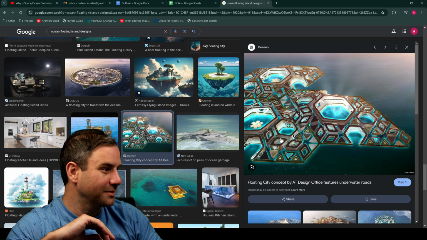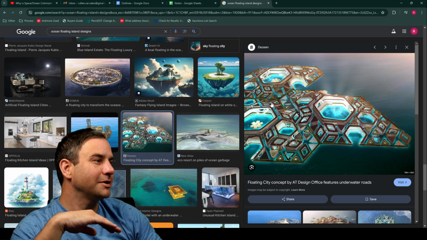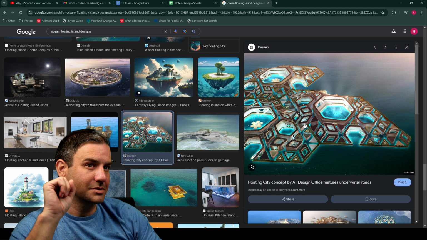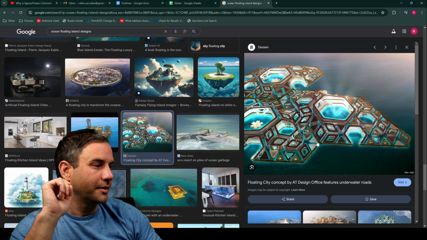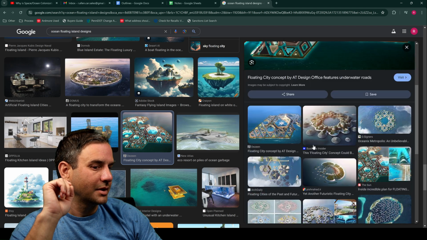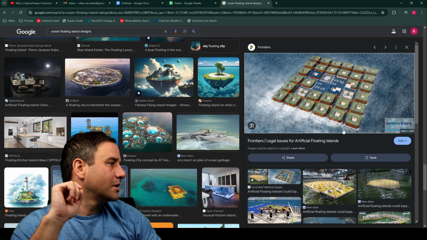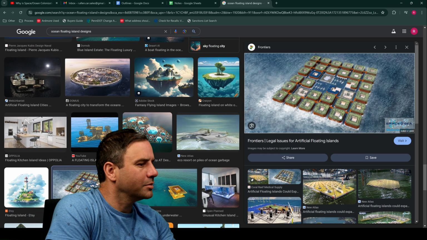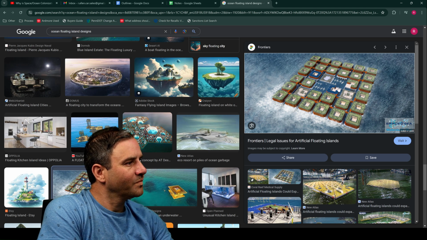Oh, Dezeen. I think I've seen this. This is like a modular structure. Each one of these individual components is very, very large. Oh, I like this. What's this? Space and Sea Water Studio Blue. Wow, that's really cool.